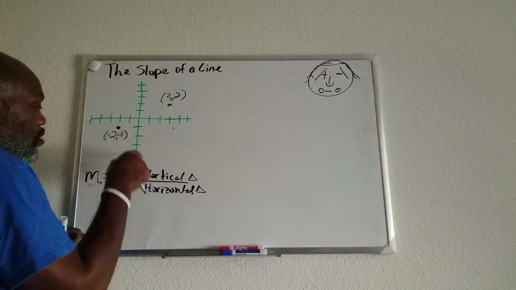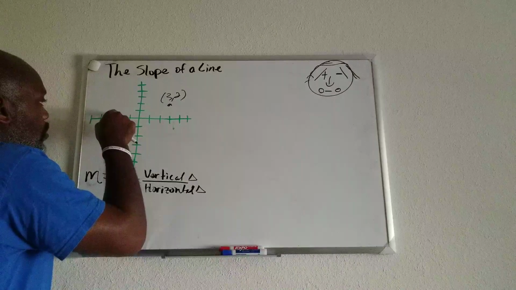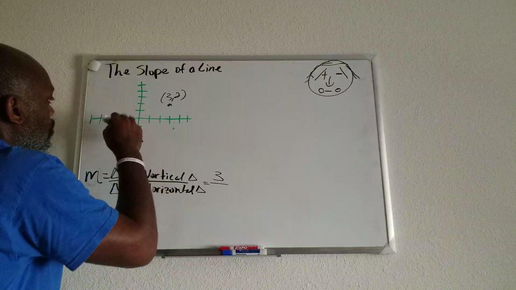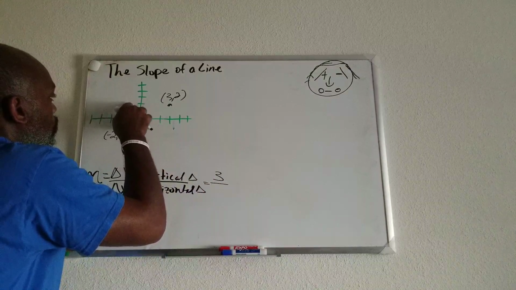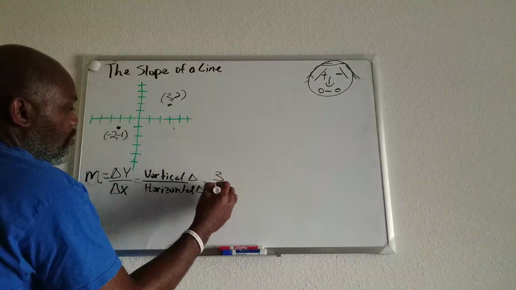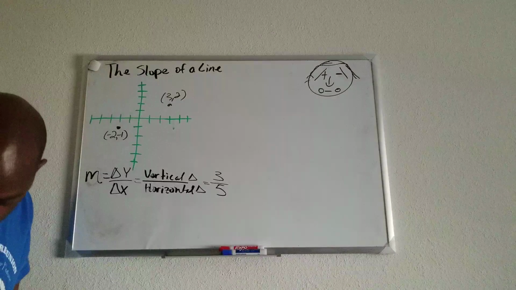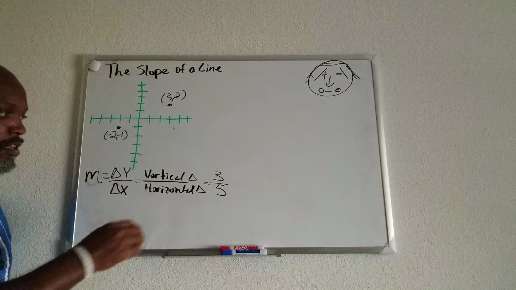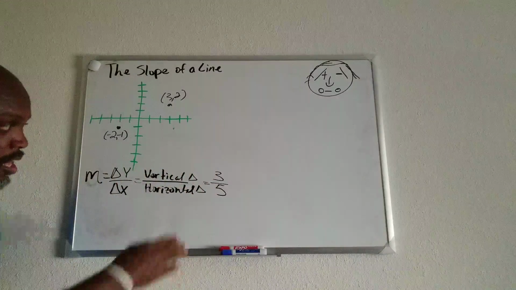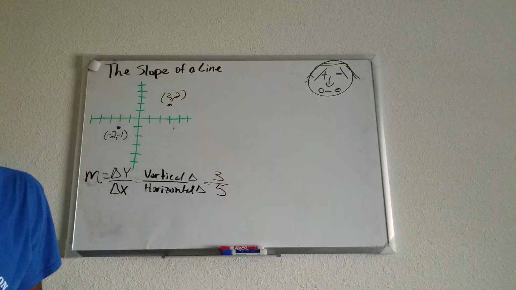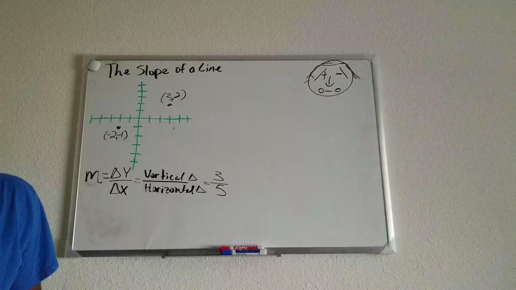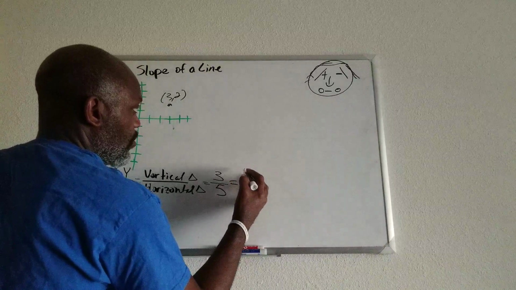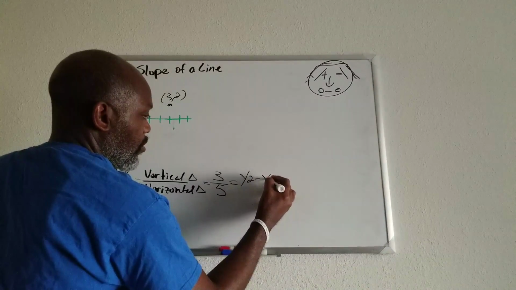So we're going to go vertical, starting here, 1, 2, 3. So we went up 3. Then 1, 2, 3, 4, 5. And that's our slope. Slope is written as a ratio. Don't forget that. It can be reduced, but there's nothing to reduce there. That's the formula that you have, which is the slope formula.